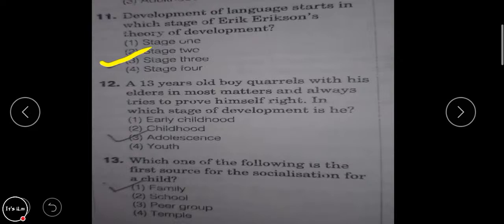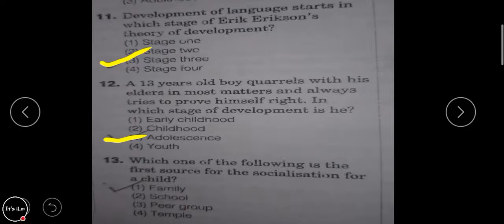Now let's see. A 13-year-old boy quarreled with his elders in most matters and always tries to prove himself right. In which stage of development is he? Our options are early childhood, childhood, adolescence, and youth. Here our answer is the third one, adolescence. In adolescence, everyone tries to establish themselves and prove themselves right. Now let's move on to our next question.